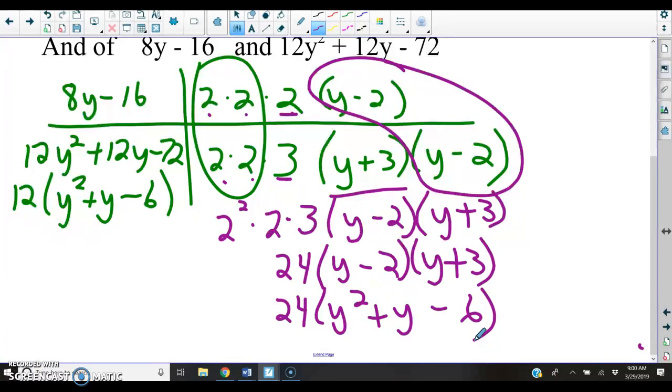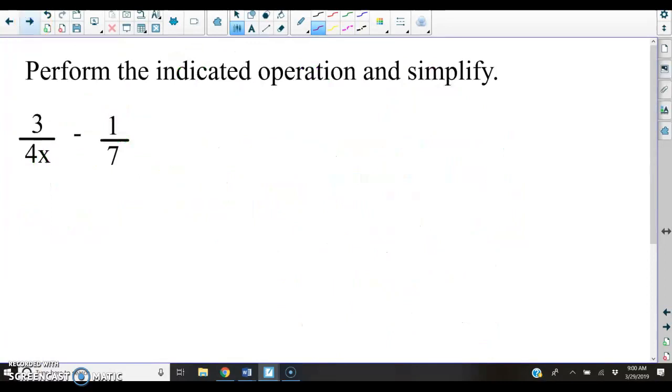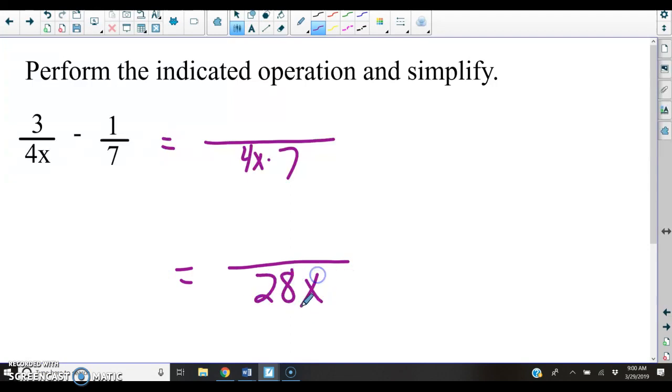But what they're looking at is trying to help you find your least common denominators. So this is what we're heading towards. But again, this is pretty straightforward. Our common denominator, because they have no common factors, 7 is prime. 4 doesn't go into 7. 7 doesn't go into 4. So this has to be 4x times 7. So we'll get 28x for a denominator.